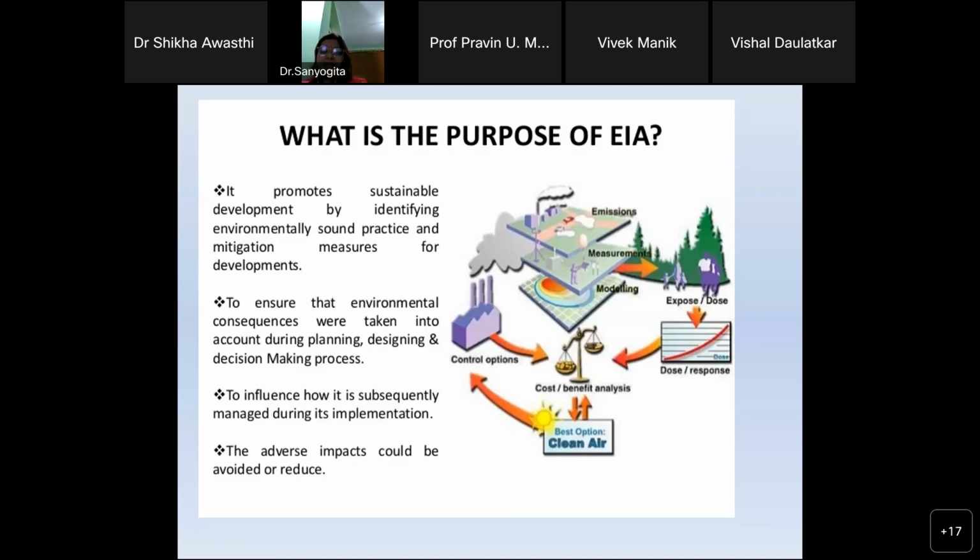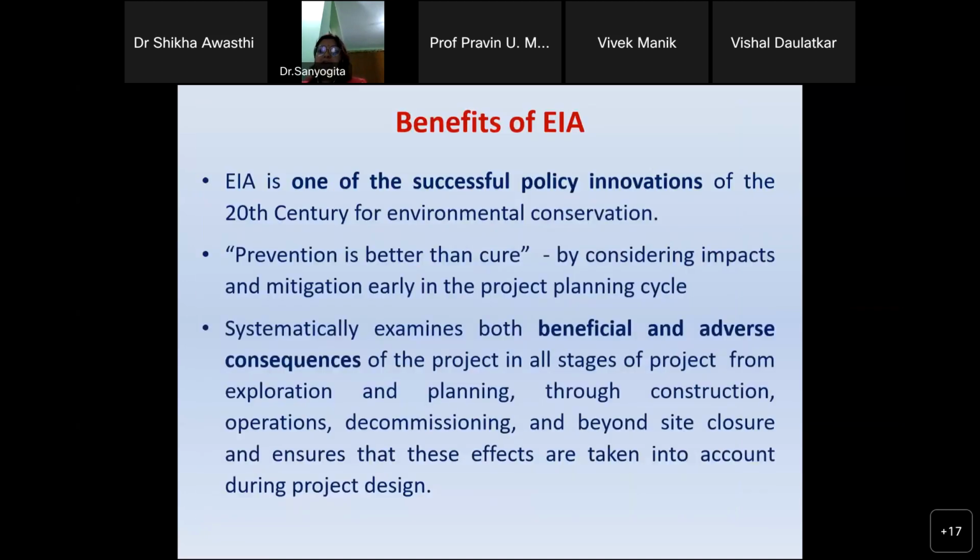So EIA करने के क्या फायदे हैं? So EIA, it is a successful policy innovation which was brought in the 20th century, specifically for environmental conservation. As we know, prevention is better than cure. कभी भी कोई चीज खराब होने के पहले अगर हमने इसको प्रिवेंट कर लिया तो that is more applicable. So considering these impacts and mitigation early in the project during the planning cycle, जब प्लान कर रहे हैं प्रोजेक्ट तभी ये इम्प्लीमेंटेशन होगा, तो उसका जो लॉस होगा वो काफी कम हो सकता है.